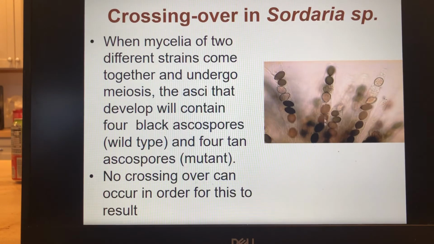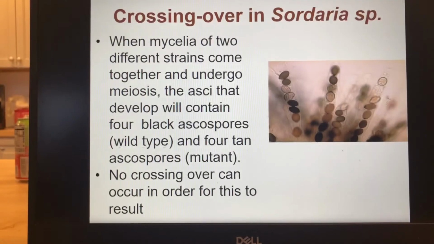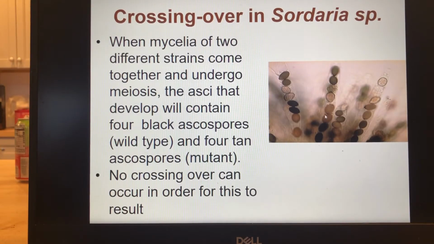Here's another ascus, and you have 1, 2, 3, 4, 5, 6, 7, 8. Now, if you look, you have 2 blacks, 2 tans, 2 tans, 2 blacks. Okay? That just shows you right there, there's different arrangements in how these spores are. This is how we can tell the difference if crossing over has occurred or not. If no crossing over occurs, you're going to have a different arrangement of these than if crossing over does occur.